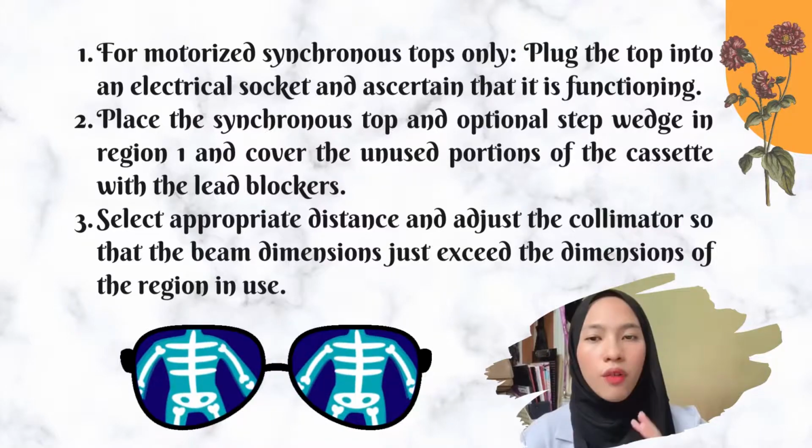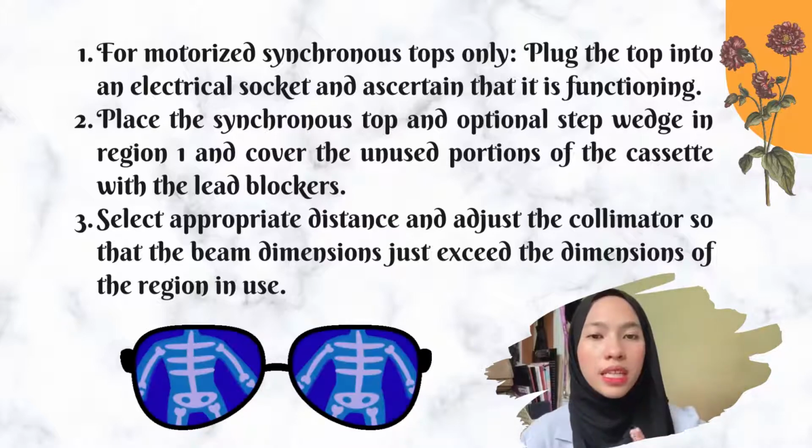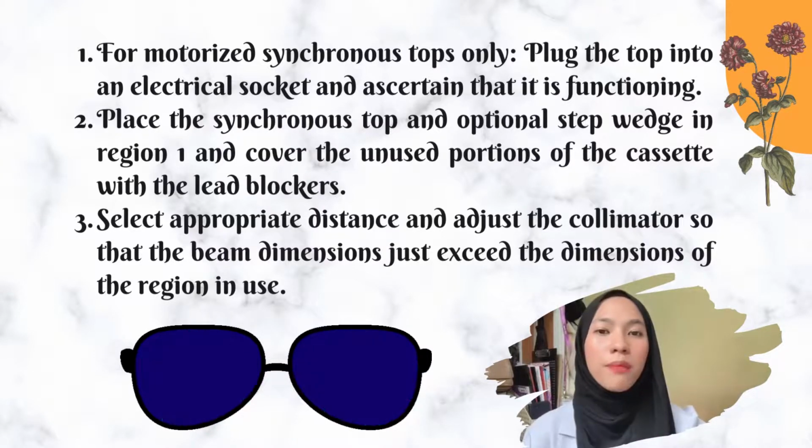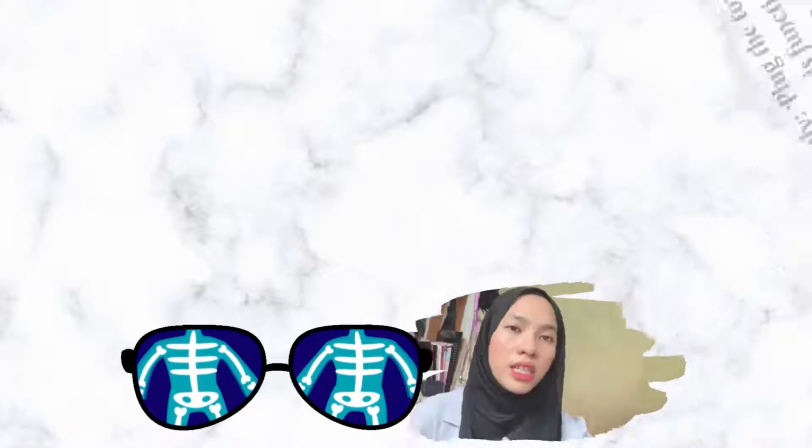and cover the unused portion of the cassette with the lead blockers. Third, you need to select the appropriate distance and adjust the collimator so that the beam dimensions just exceed the dimensions of the region in use.